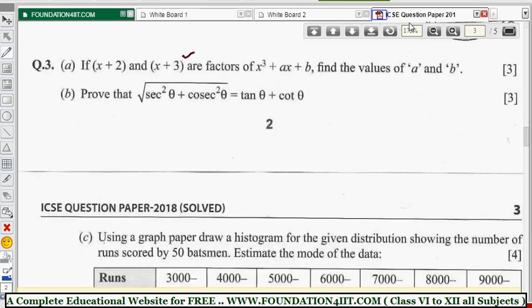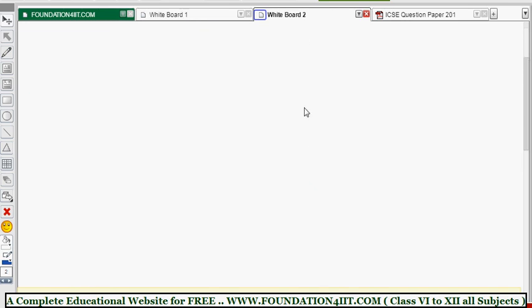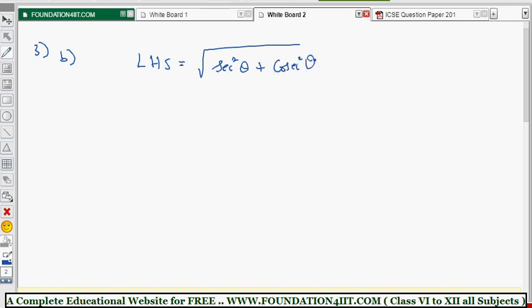Now let's see this next. Prove that square root of sec square theta plus cosec square theta is equal to tan theta plus cot theta. So we'll take the LHS and, applying trigonometric formulas, we'll prove this equals tan theta plus cot theta. Let's take this. So we'll take the LHS and start the sum. Square root of sec square theta plus cosec square theta. We need to prove tan theta plus cot theta.